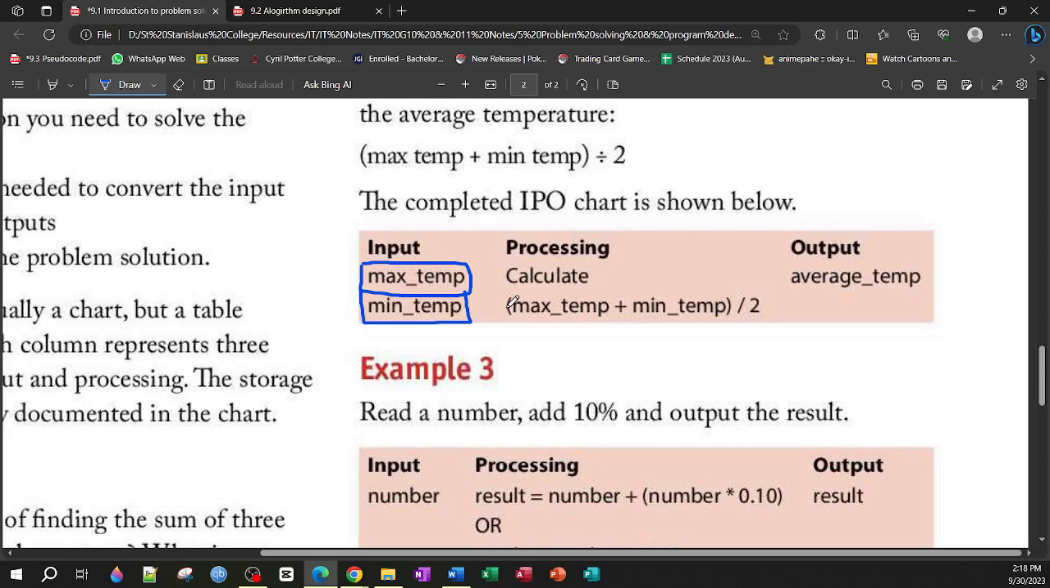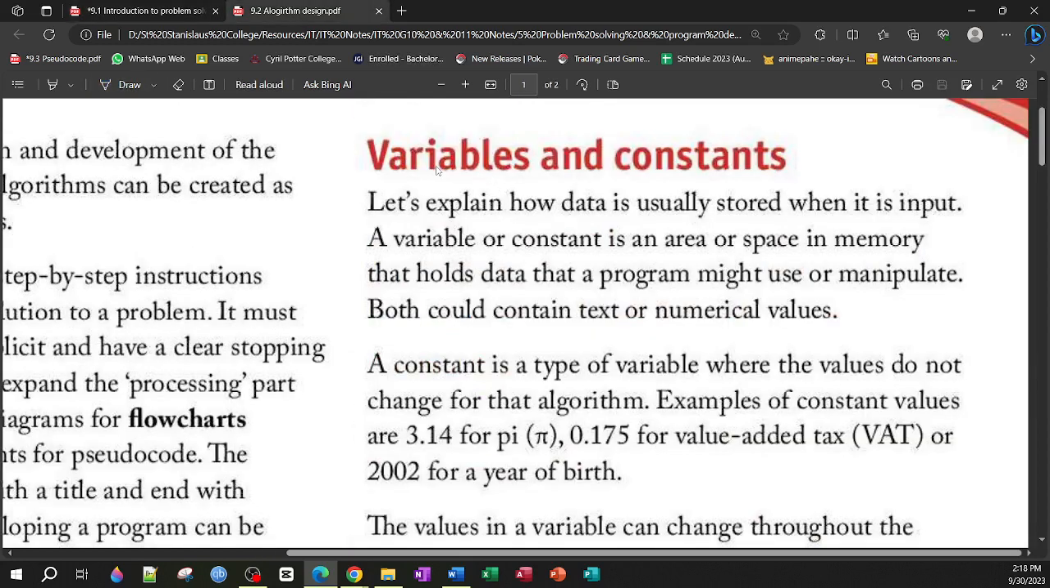numbers, a word, it has to be stored somewhere. And where we store it is what is called a variable and a constant. They're two different methods of storing data. So let's explain how data is usually stored when it is input. A variable or constant is an area or space in memory that holds data that a program might use or manipulate.